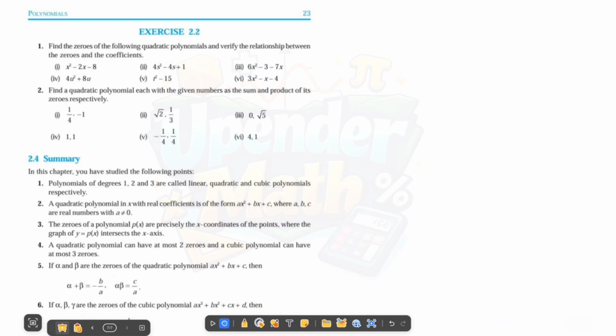So what is the second question? 4s square minus 4s plus 1. So we have to find its zeros and verify the relationship between the zeros. So let's write what is given. Here the variable is s. So p of s is equals to 4s square minus 4s plus 1.